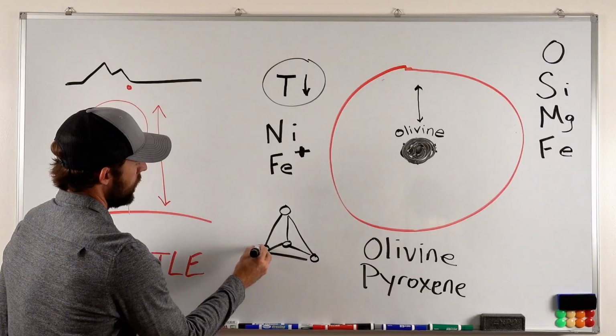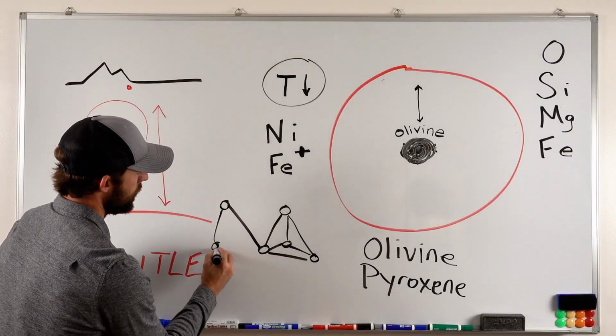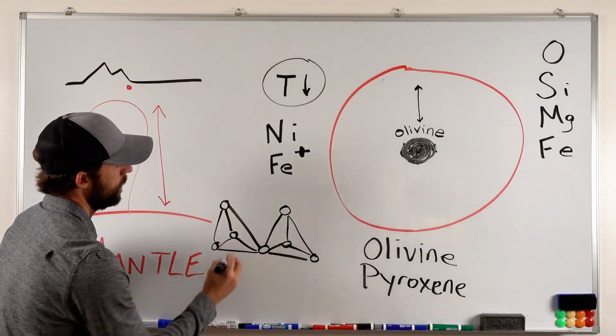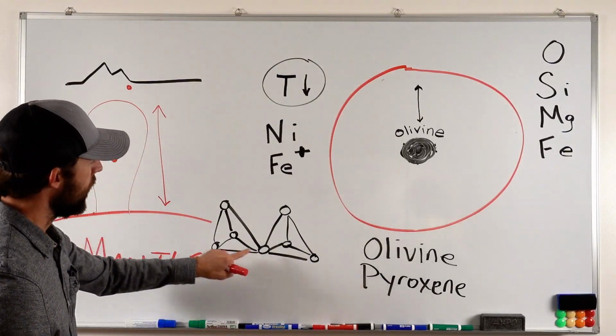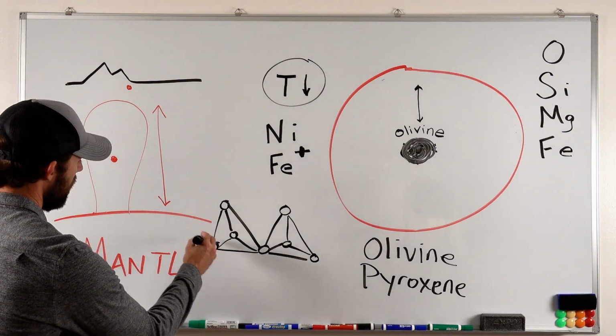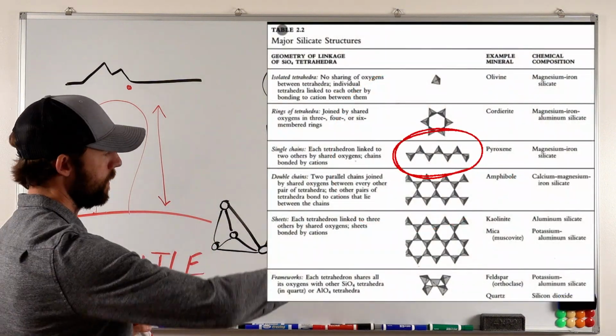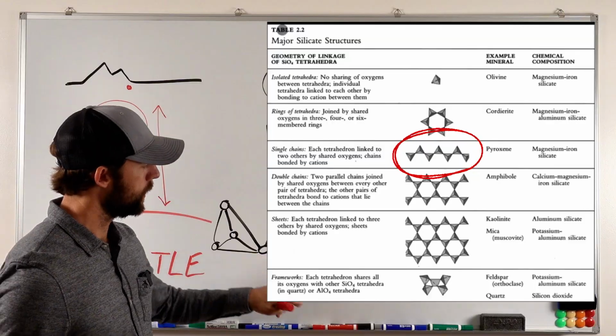So this next mineral uses more than one silica tetrahedron. These minerals form in chains, right? So there'll be another and another, and they form chains of silica tetrahedra. They're called inosilicates.